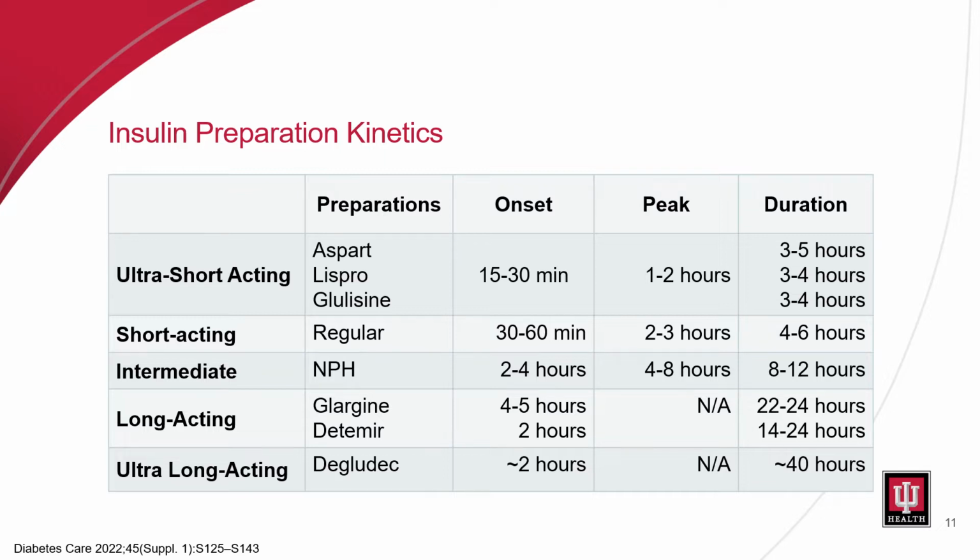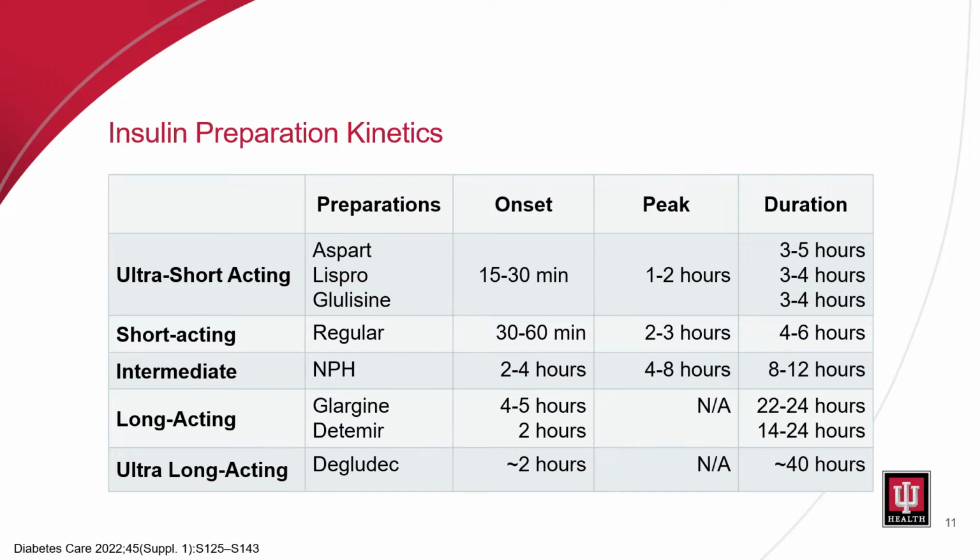Our ultra short-acting insulins are aspart, lispro, and glulisine. We can anticipate an onset of within 15 to 30 minutes, and a peak at 1 to 2 hours. The duration is quite short, so it should wear off between 4 and 5 hours. Our short-acting insulin is regular insulin. We'll see it onset a tiny bit later at 30 to 60 minutes and a peak at 2 to 3 hours, and a duration of 4 to 6 hours.